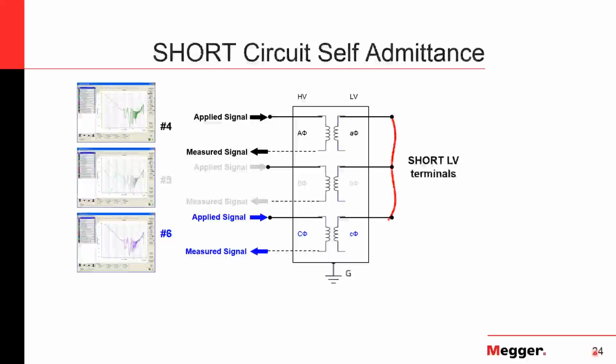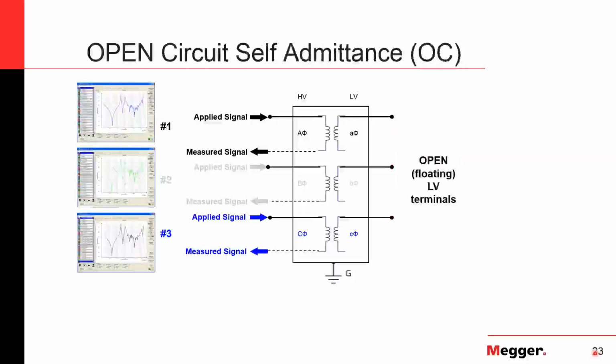So let's look at the first three tests that everyone does on the transformer, your open circuit self-admittance test. We're going to apply a signal to one side of the winding on the high voltage and measure the response on the other side of the winding. We're going to do that for A phase, for B phase, and then for C phase. Those are our first three tests. The next thing we'll do is short off the secondary, and once again repeat those tests.